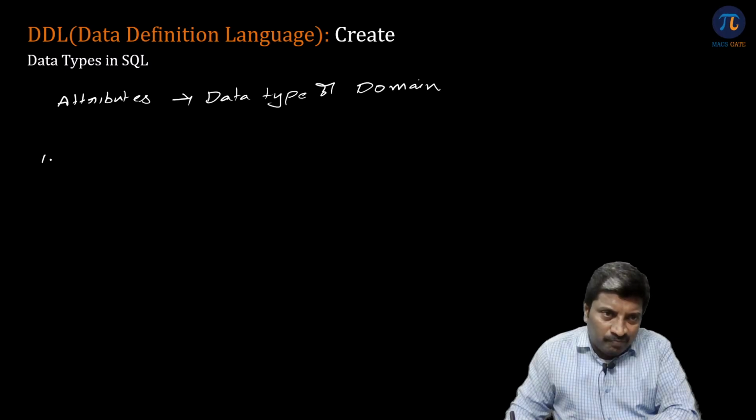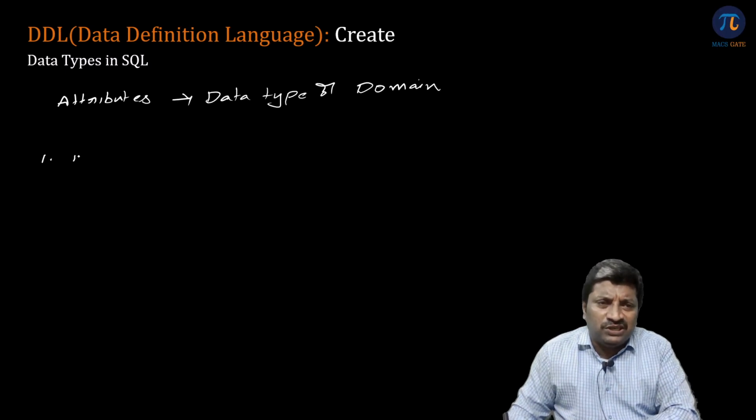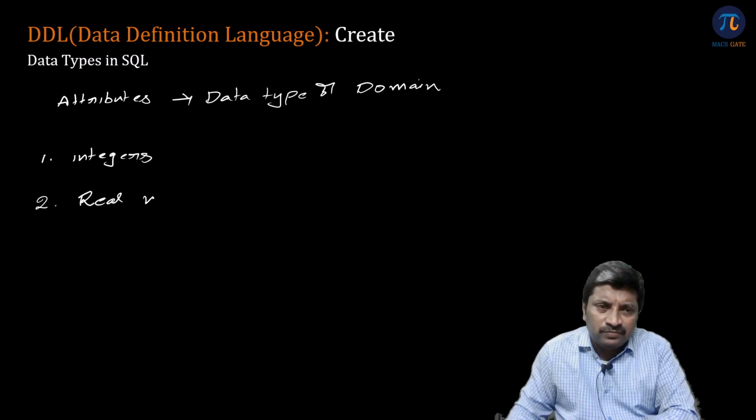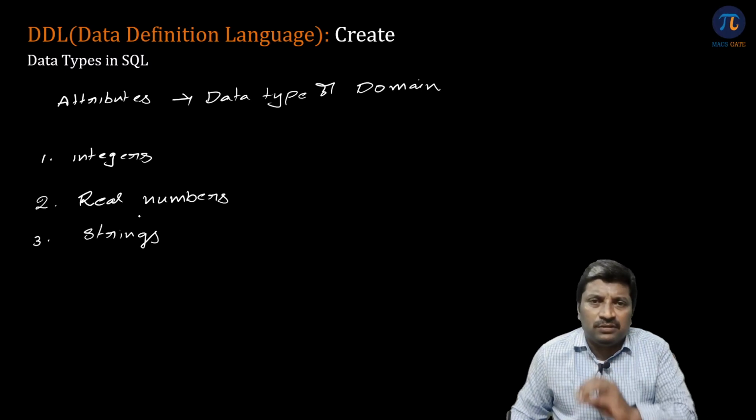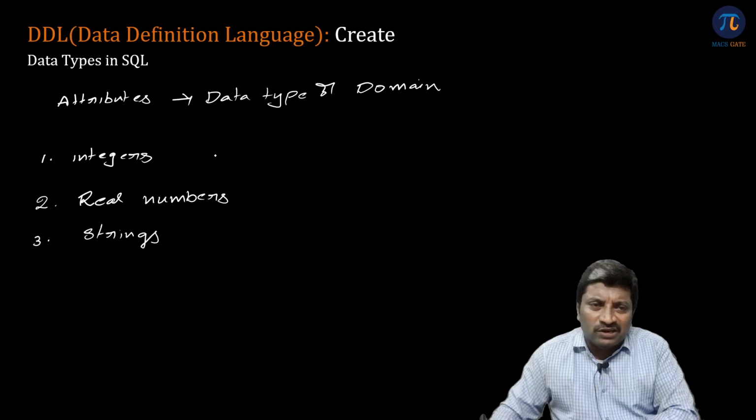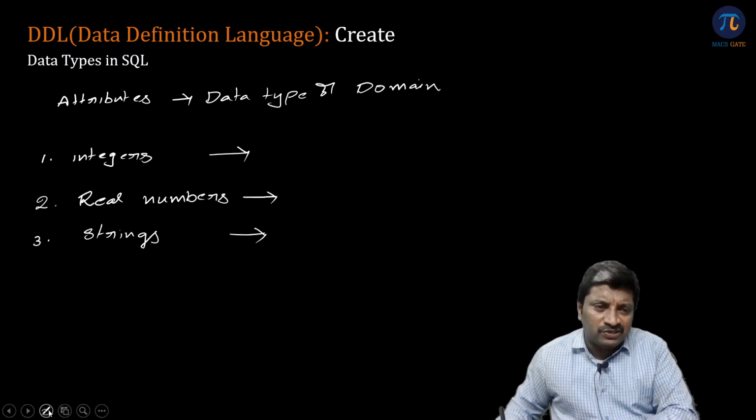Now the question is, what are the keywords to specify the particular domains? Sir, the main set of domains we use: the first one is integers, the second one is real numbers, and the third one is strings. These are the three frequently used domains in our programming life, right? Now, what are the keywords to represent these integers, real numbers, strings?